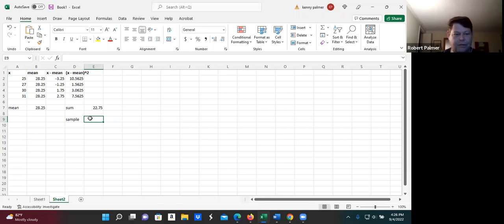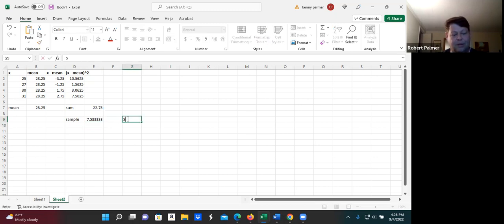Okay, let's do this value right here. Let's get it equals this value divided by n minus 1. In this case, our n is 4. Let's do it for a sample. It's going to be 3.